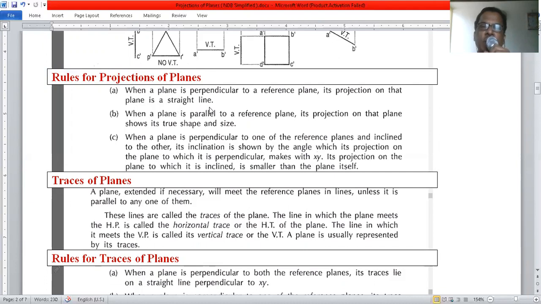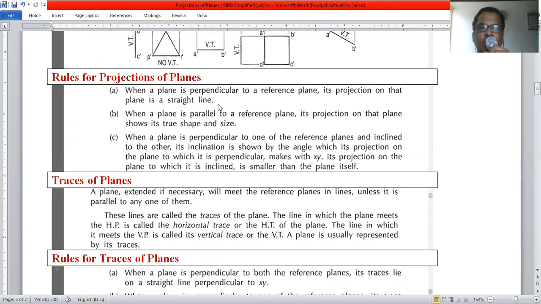In short, we can remember like this. The second rule: when a plane is parallel to reference plane, its projection on that plane is the true shape and size. So from this again we can conclude: plane parallel to reference plane, true shape; plane perpendicular to reference plane, edge view or straight line.